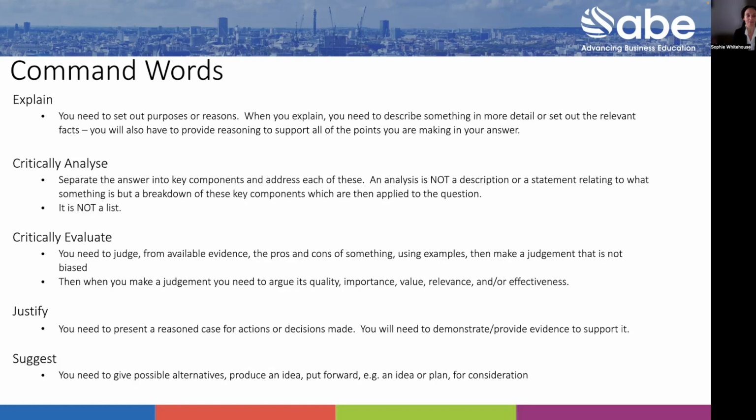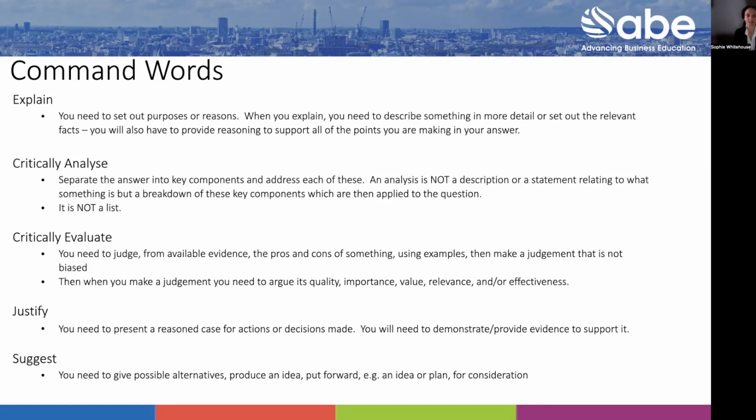Next, we have critically evaluate. Here you need to make some sort of judgment from the available evidence. You've got to have pros and cons of something. You've got to use examples, reference your examples and reference your sources to validate what you're trying to say, and then make a judgment that is not biased. Really the word critical means you've got to think about something in an unbiased way. Then, when you do make a judgment, you need to go a little bit further and argue its quality, importance, value, relevance, and or effectiveness. So you need to do just that little bit more as to why you're making the judgment that you are making.